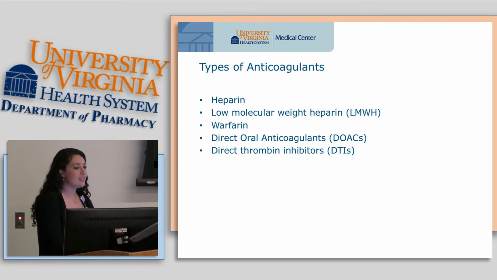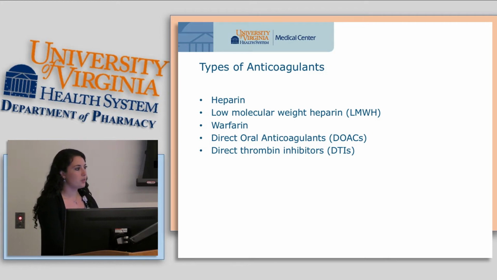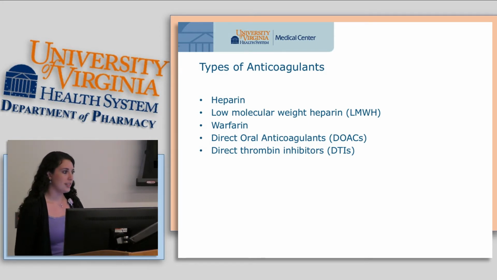Okay, so there's many different types of anticoagulants. There's heparin and the low molecular weight heparins like enoxaparin or Lovenox. And then there's warfarin, which was the first oral anticoagulant. And then the more recent agents, the DOACs, which are direct oral anticoagulants. And then there's direct thrombin inhibitors. But those are mostly used inpatient, and so we won't be talking too much about those today. And most of this presentation will be focusing on warfarin, as I said.